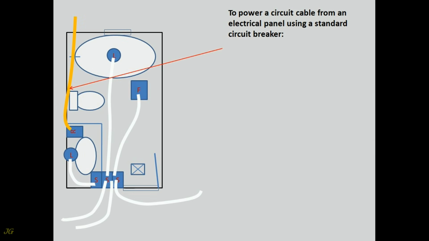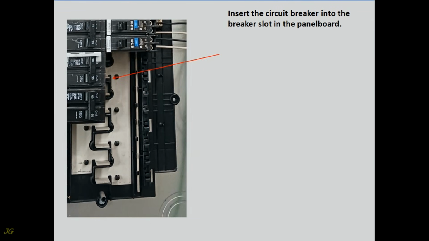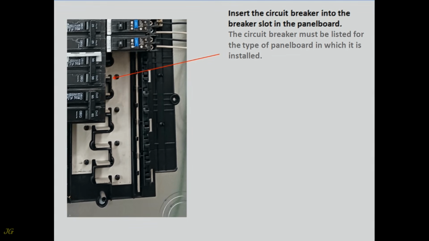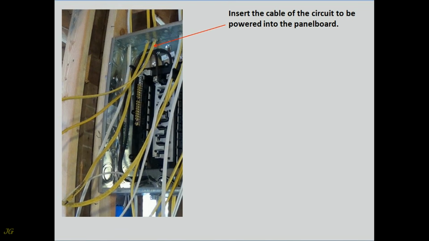To power a circuit cable from an electrical panel using a standard circuit breaker, make sure the panel board is de-energized. Insert the circuit breaker into the breaker slot in the panel board. The circuit breaker must be listed for the type of panel board in which it is installed. Insert the cable of the circuit to be powered into the panel board.